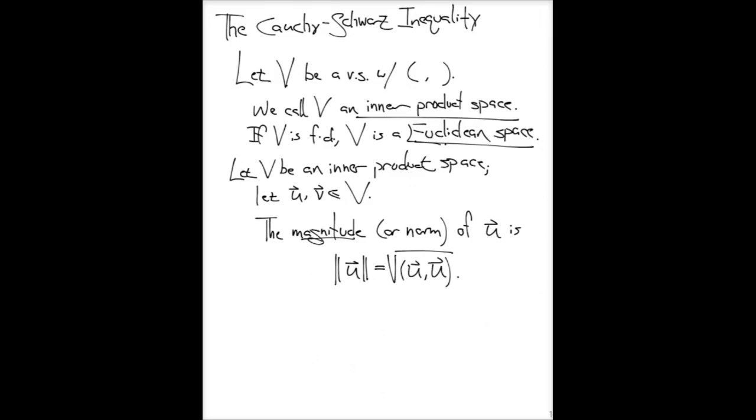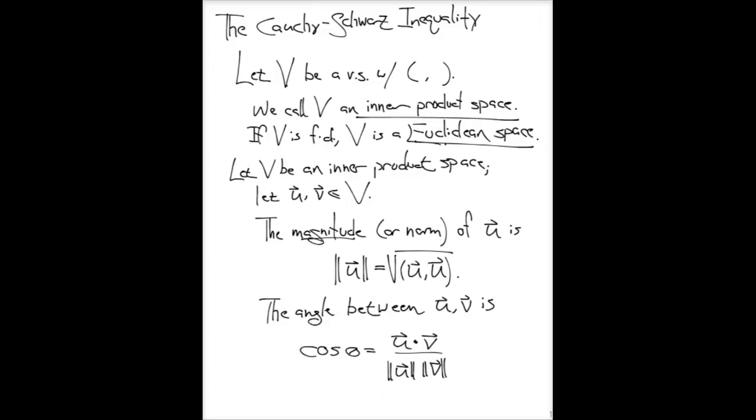And again, I'll remind you that we should think of this as being motivated by the length of a vector in R2 and R3, which was just length of U equals square root of U dot U. That was a formula that we stated back there. So that was true in R2 and R3. The idea is that we're just generalizing this to give a notion of magnitude on an arbitrary inner product space.